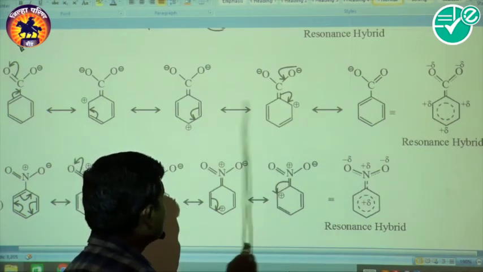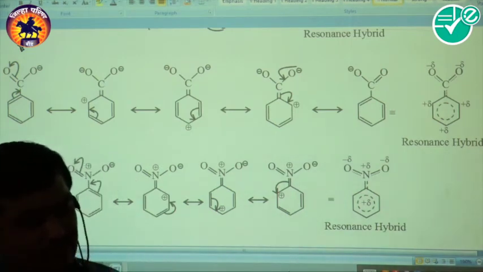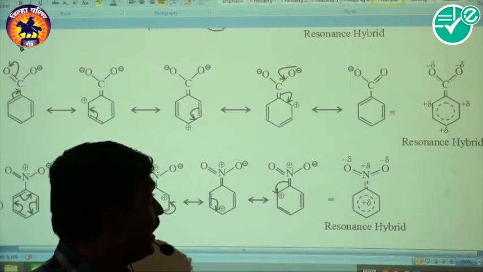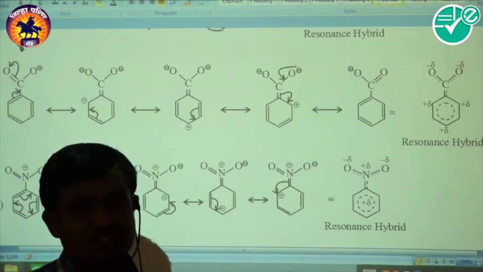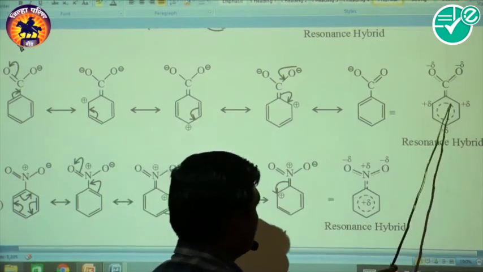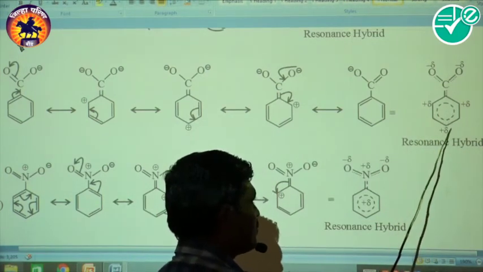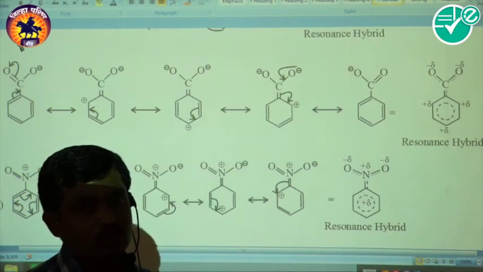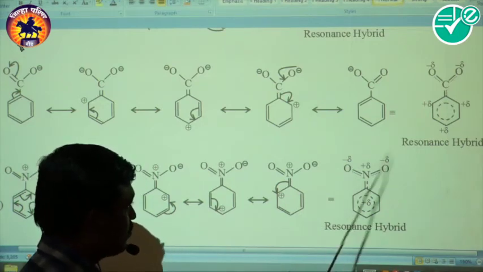So here, if you consider the carboxylate ion, which is an electron withdrawing group, it withdraws the electron density from the benzene ring, and therefore the benzene ring carries a positive charge. So the positive charge observed on this benzene ring is a resonance hybrid. The hybrid structure, or average structure, of two or more resonance structures is called a resonance hybrid.